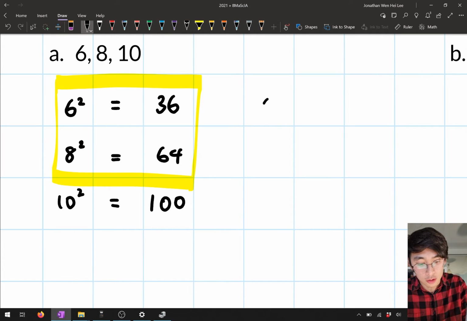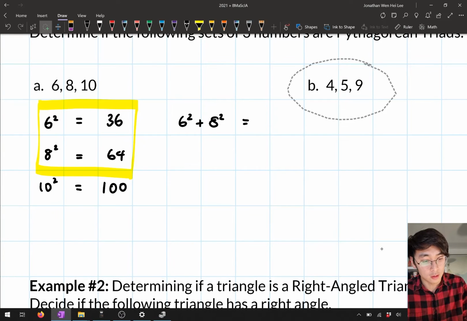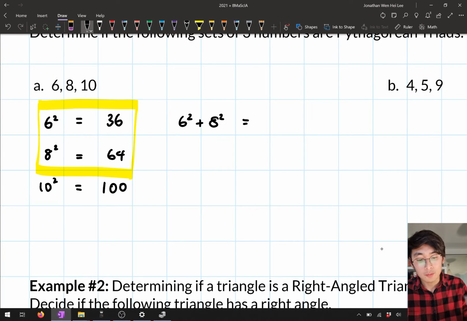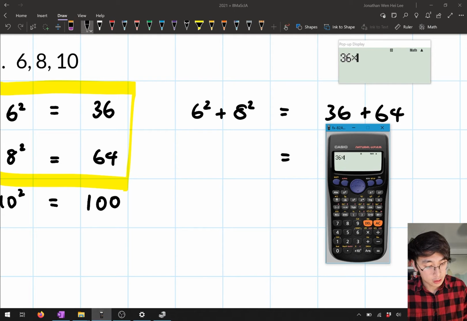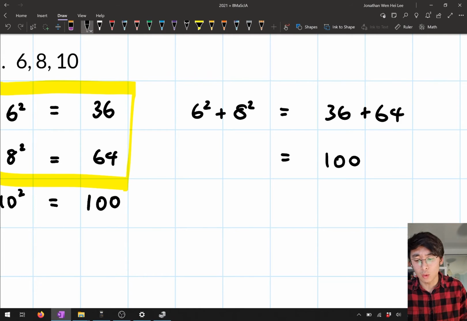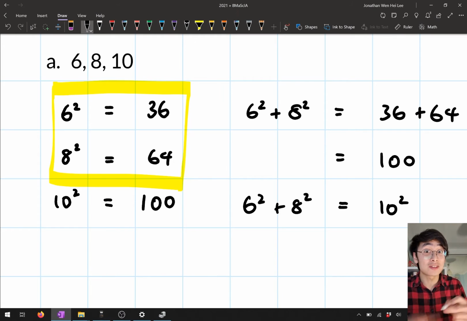So let's have a look at this. I'm going to do 6 squared plus 8 squared, and that's equal to. Let's put this in. And I'm actually going to move a few things out of the way so I can get enough space to do this. There we go. Okay, 6 squared plus 8 squared is just going to be, well, we found 36 plus 64. And if I do 36 plus 64, that's going to give me 100. And if you have a look, 100 is what I actually found 10 squared to be. So we've got 6 squared plus 8 squared is equal to 10 squared. And so this works out perfectly. This is an example of a Pythagorean triad. So therefore, we've got a Pythagorean triad.